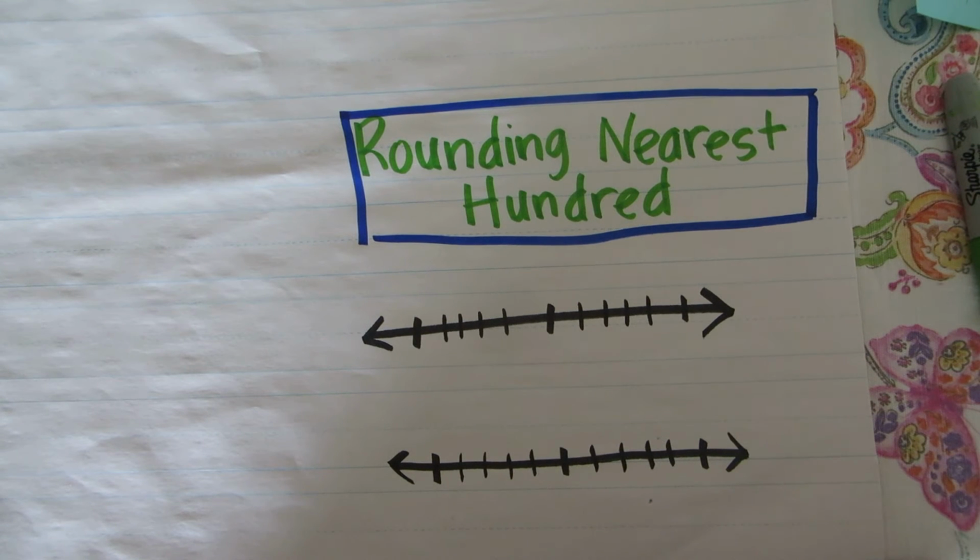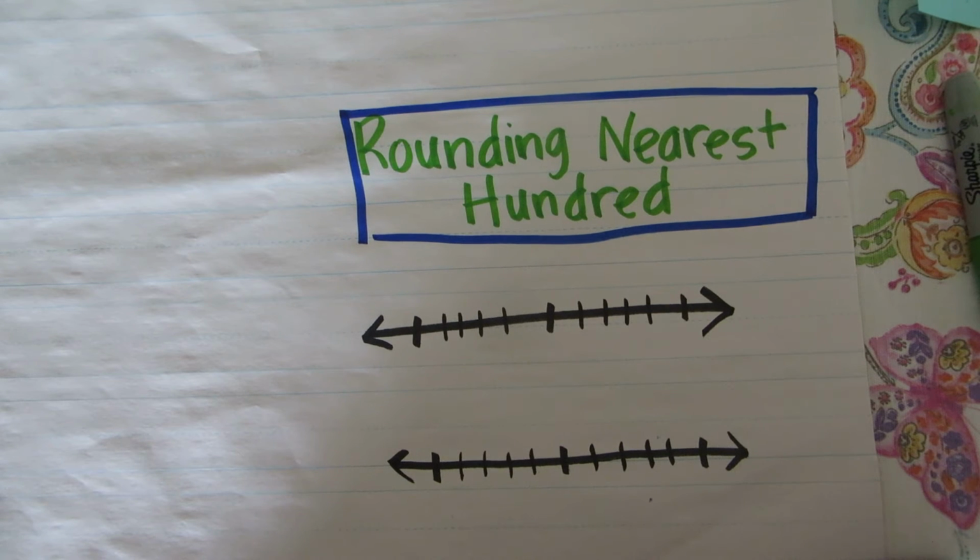Boys and girls, today we are going to be doing a similar lesson to what we did back in lesson 3, when we were rounding numbers to the nearest hundred with adding. So today we're going to be rounding numbers to the nearest hundred with subtracting.